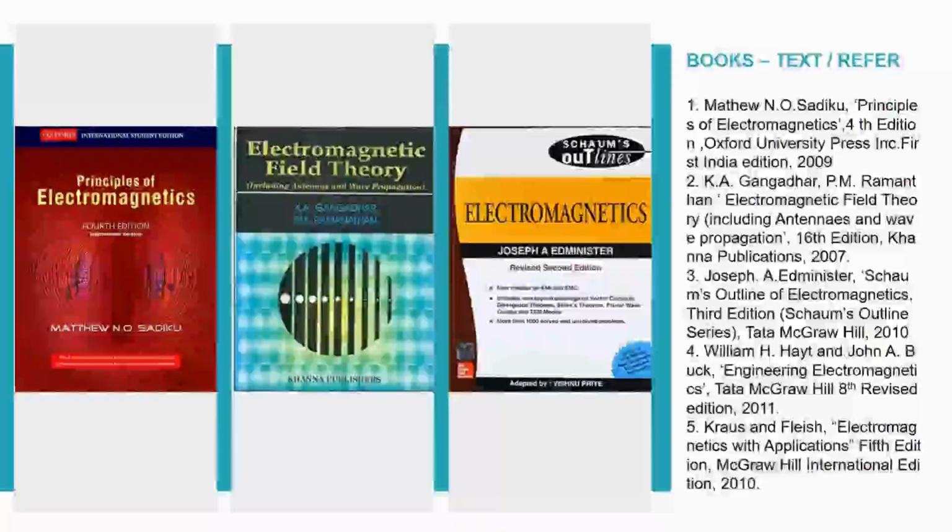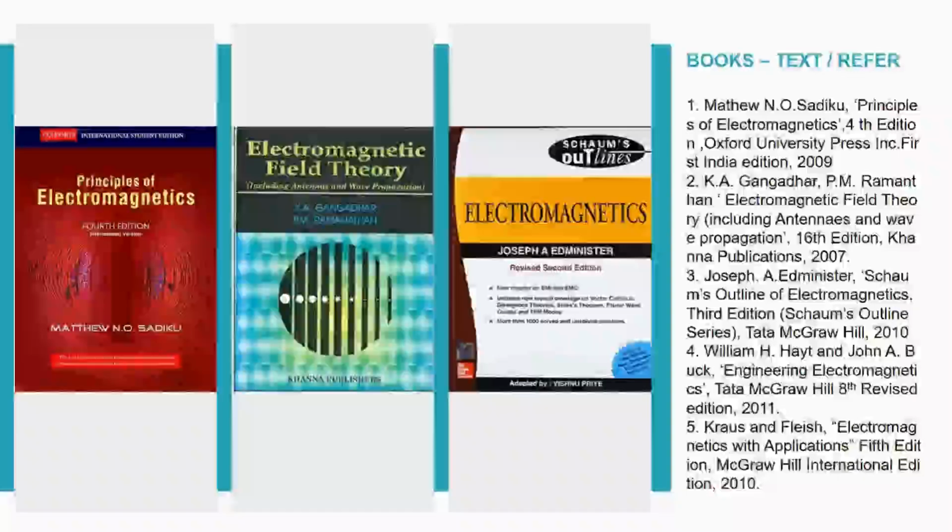Now coming to the textbooks and reference books, these are the primary textbooks we will follow. I strongly recommend starting with Sadiku, Principles of Electromagnetics. That is the first textbook we can go for, Matthew Sadiku, Principles of Electromagnetics. It is supplemented by the books by Hayt, Wentworth and Kraus. So these are the books you can take for reference.